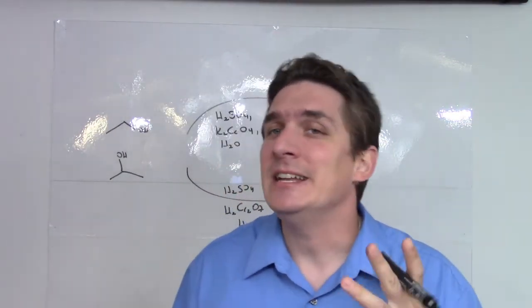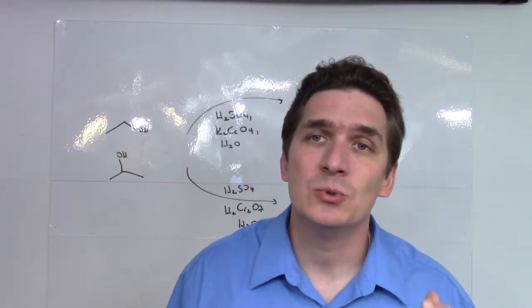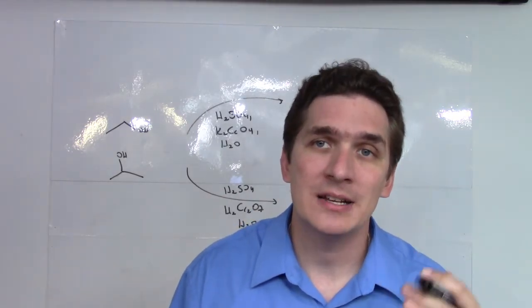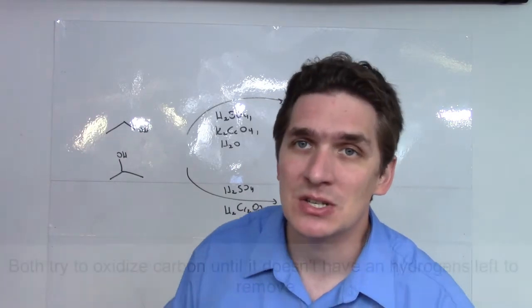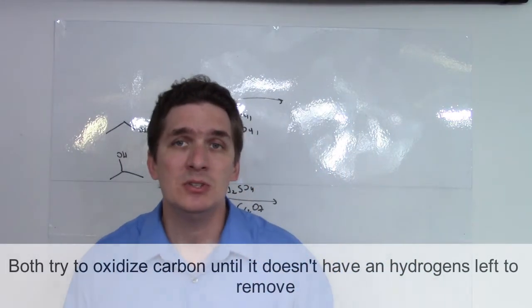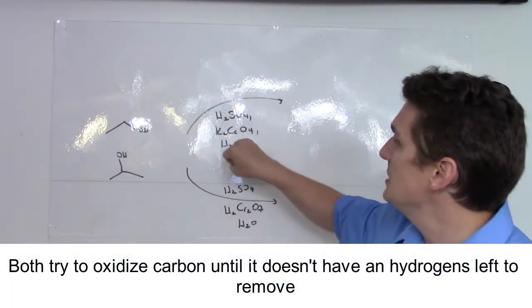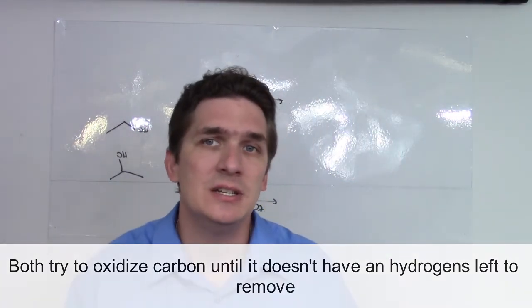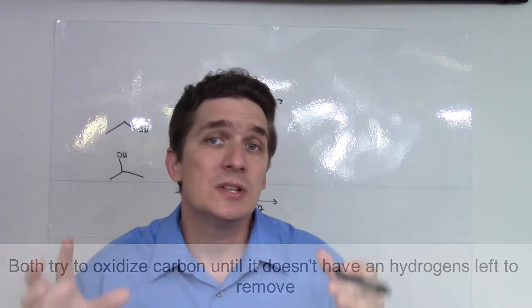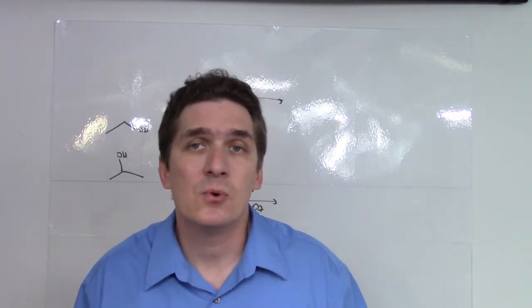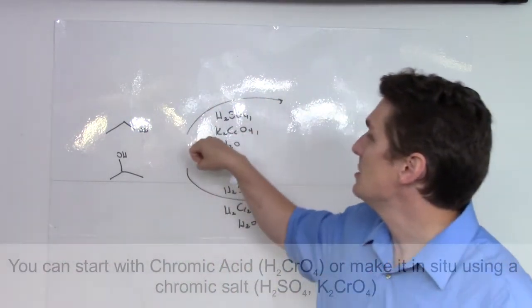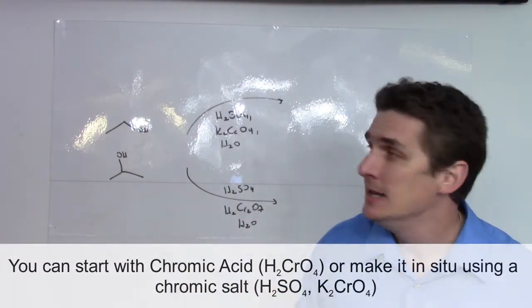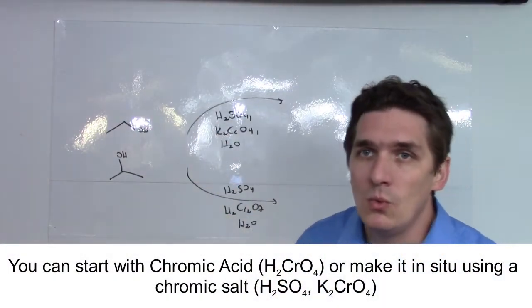In the presence of any alcohol, chromic acid will try to oxidize the carbon to its maximum oxidation state possible. Now, chromium can do this in 2 forms. The first is chromic acid, which is CrO4 as the parent acid, so H2CrO4. We can start with chromic acid, H2CrO4, or we can start with the potassium salt, potassium chromate, and then acidify it with H2SO4 and water.